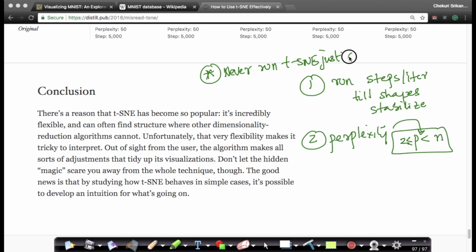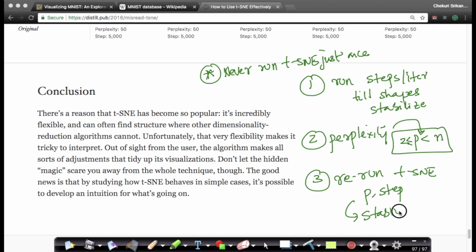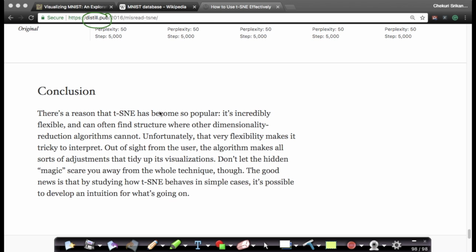Okay, third, rerun your t-SNE with a perplexity value and the number of iterations multiple times. Just rerun it multiple times and notice whether the shape is stable or not. As we saw with the trefoil knot. Okay, these are the most important lessons of t-SNE. Never run your t-SNE just once. It's a terrible, terrible idea. Okay, and thanks to folks behind distill.pub, it's a terrific blog which gave us all of this nice intuition.